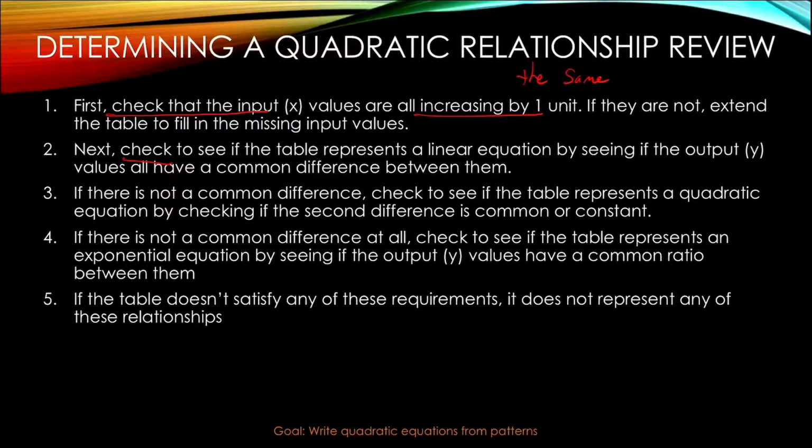Next, we're going to check for a linear representation. That means this is adding or subtracting. Next, we're going to check if there's a common difference. We're going to check if they have a quadratic equation by checking for the second difference. If there's one common difference, that means that my first common difference is I'm adding or subtracting by the same number. If it's not, they could have a second difference, and we'll look at that in a little bit.